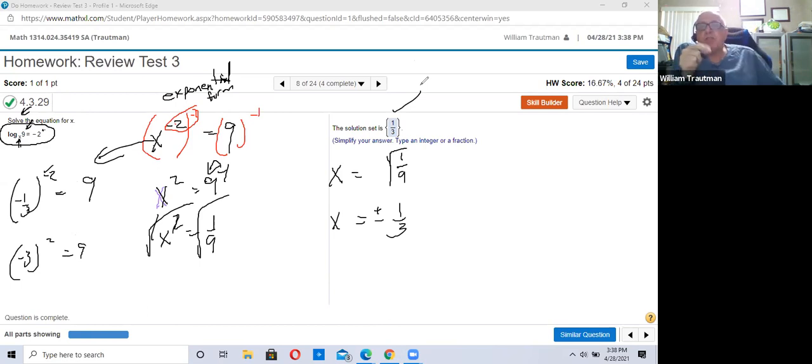I think when we graph it, we show that the y value cannot be negative. The y value cannot be negative, which means the 9 is the y value, can't be negative. But 1/3 is the answer.